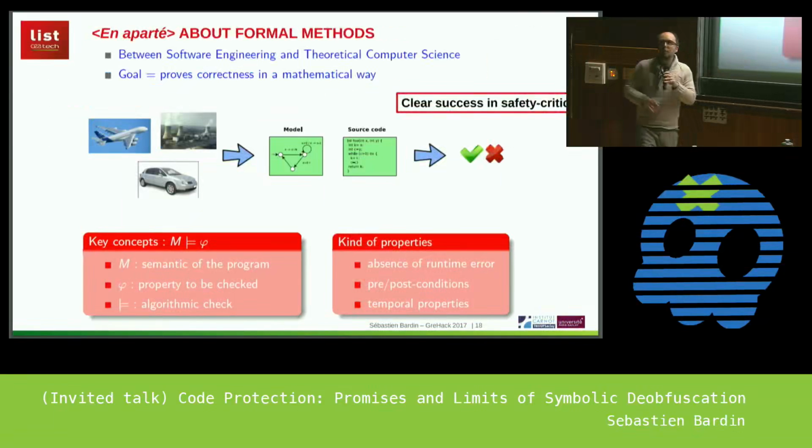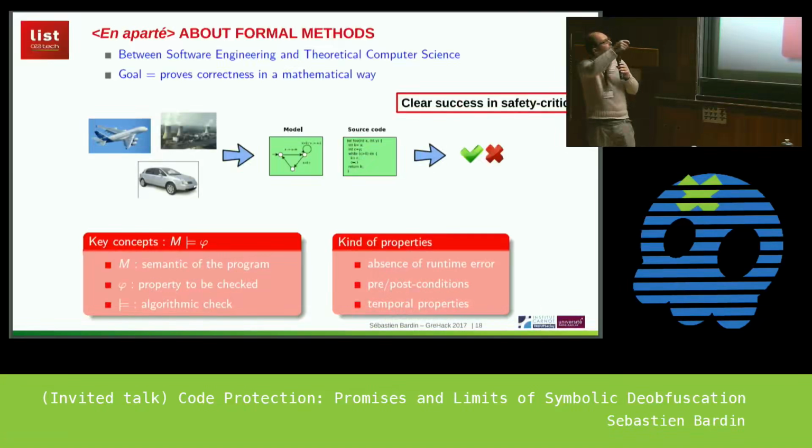Just a point about formal methods, if you are not really used to it. Basically, you can see it as a combination of software engineering and theoretical computer science. The original goal was to be able to design software which is totally proved by design to have absolutely no error. It can look like a dream of a crazy mathematician, of a crazy logician.